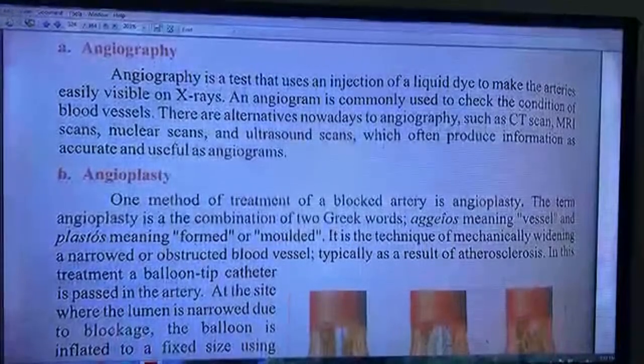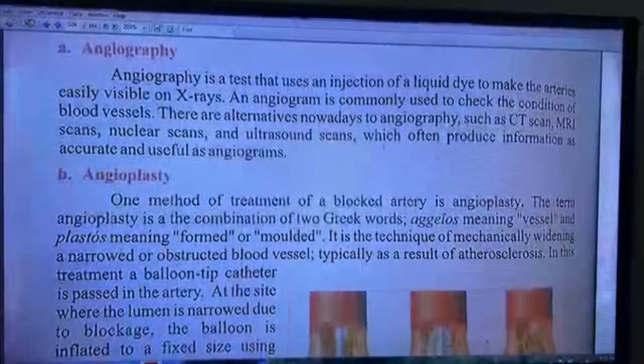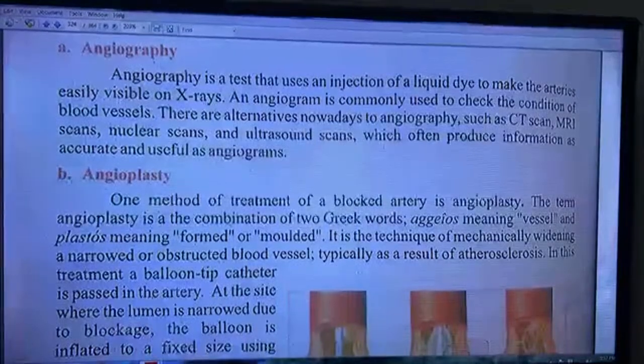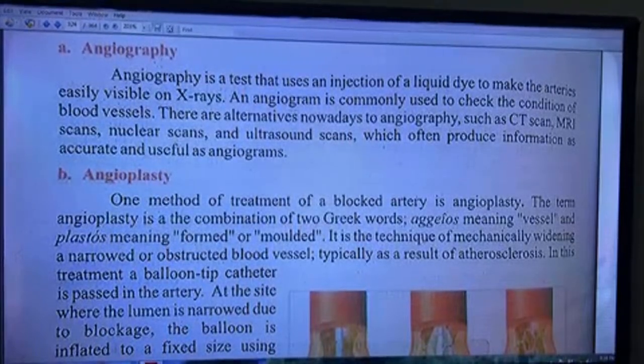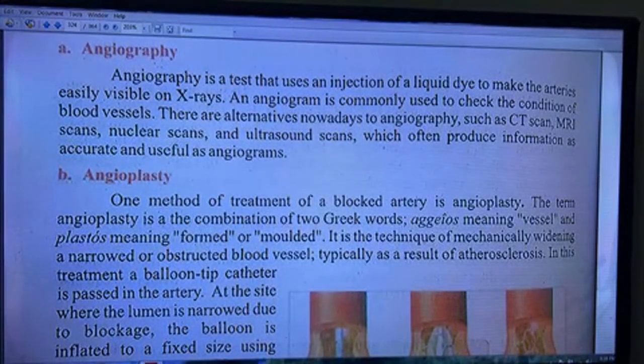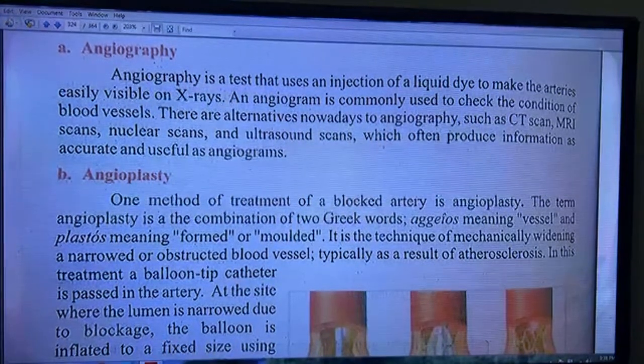Angiography is a test that uses an injection of liquid dye to make the arteries easily visible on X-rays. An angiogram is commonly used to check the condition of blood vessels. There are alternatives nowadays to angiography such as CT scan, MRI scans, nuclear scans, and ultrasound scans, which often produce information as accurate and useful as angiograms.